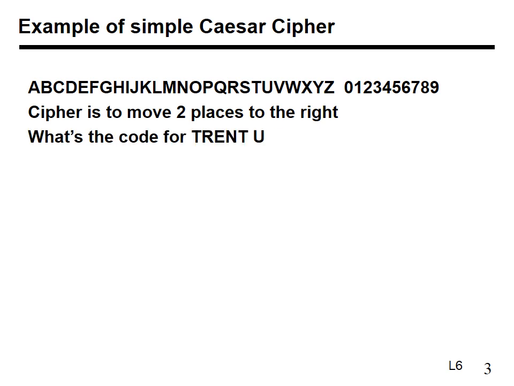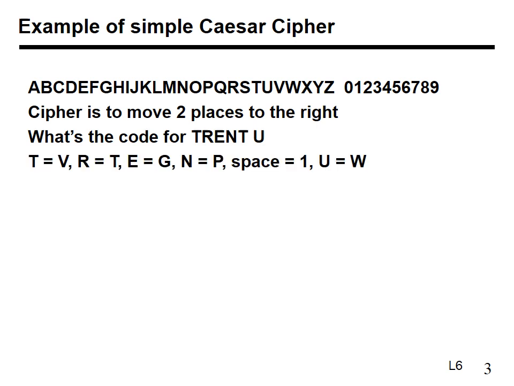So what would the code be for Trent U? Well, T becomes a V, R becomes a T, E a G, N a P, the space becomes a 1, and U becomes a W. So the code for Trent U would be VTGPV1W.